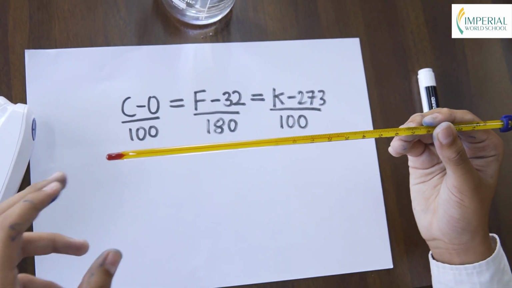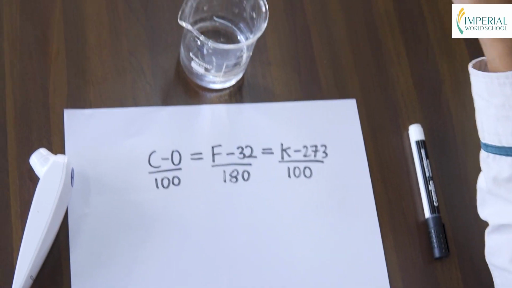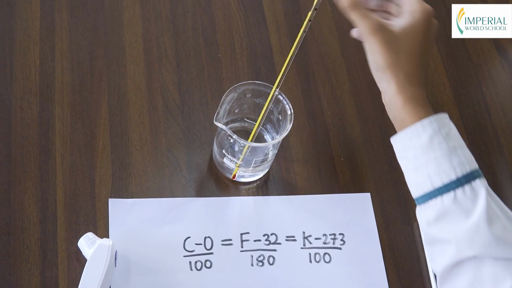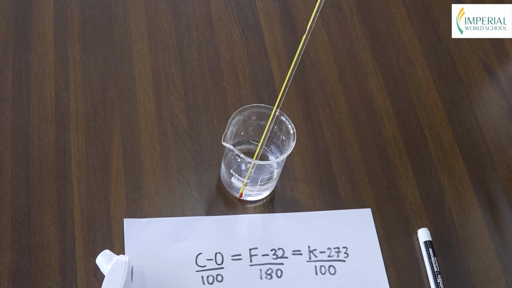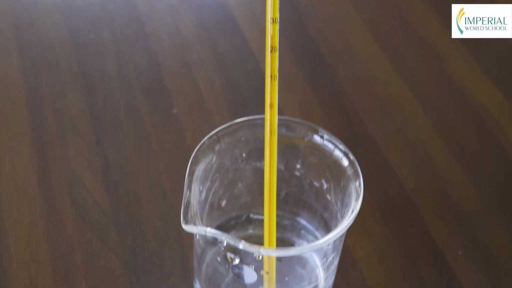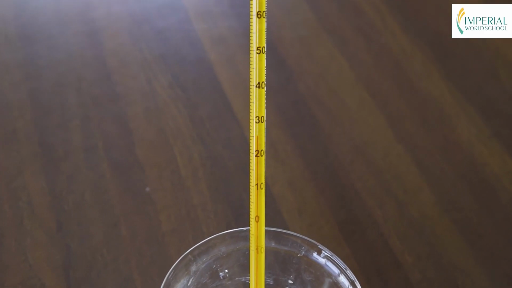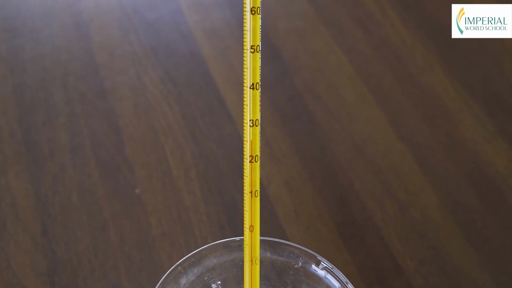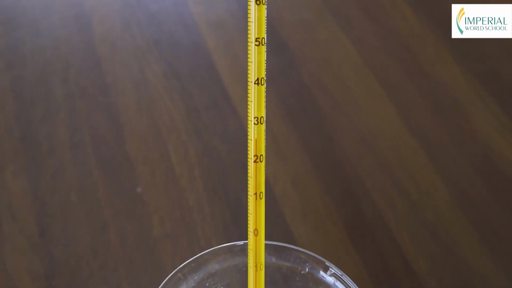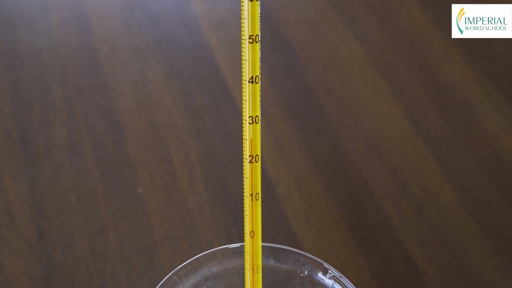And now let's measure the temperature of the water. So as you can see, the red line is marked on 25, which means the temperature of this water is 25 degrees Celsius.